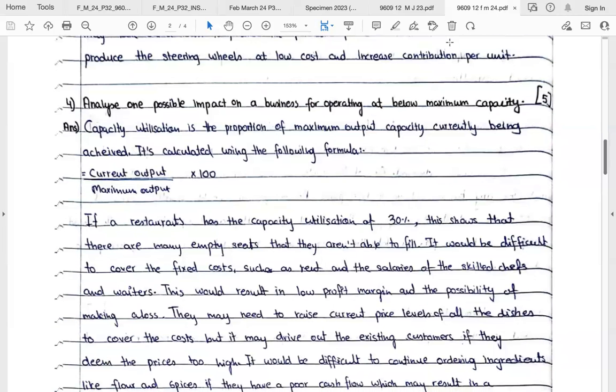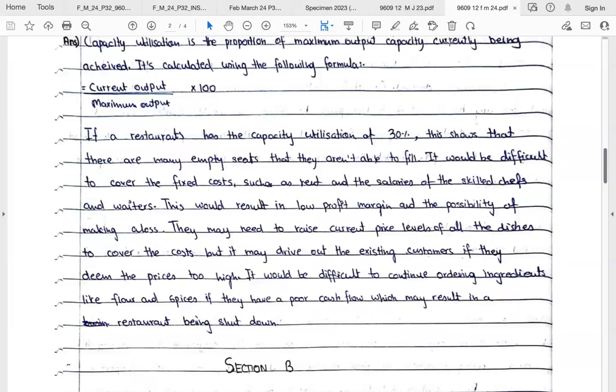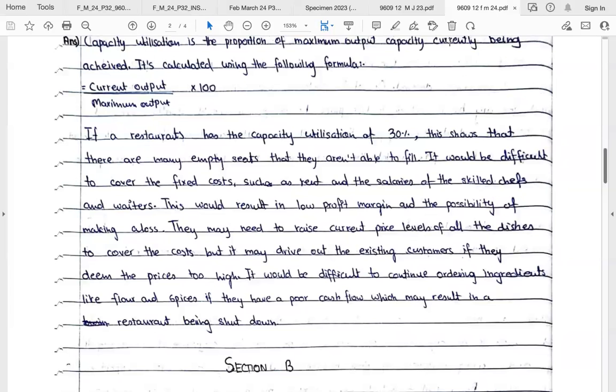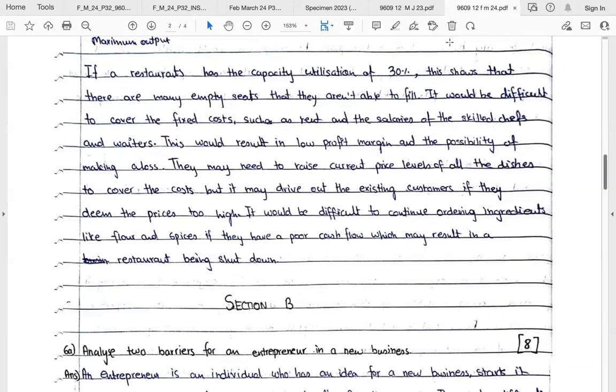Analyze one possible impact on the business of operating below maximum capacity. Capacity utilization is the proportion of the maximum output capacity currently being achieved. It's calculated using the following formula: current output divided by maximum output times 100. If a restaurant has a capacity utilization of 30%, this shows that there are many empty seats that aren't able to be filled. It would be difficult to cover the fixed cost.